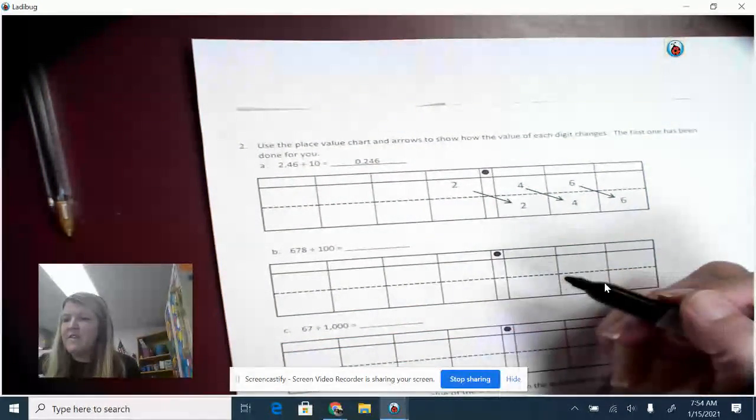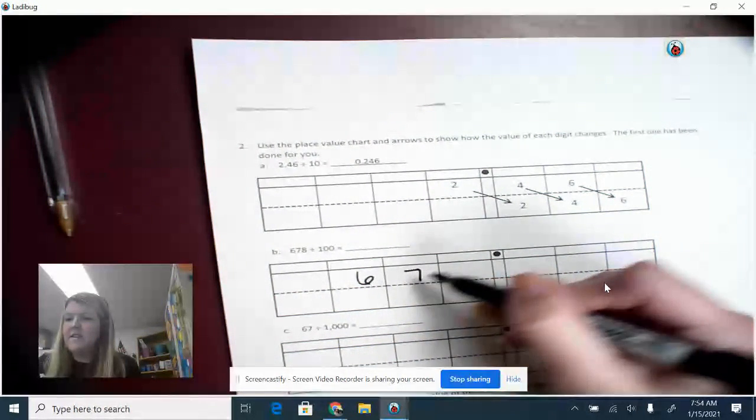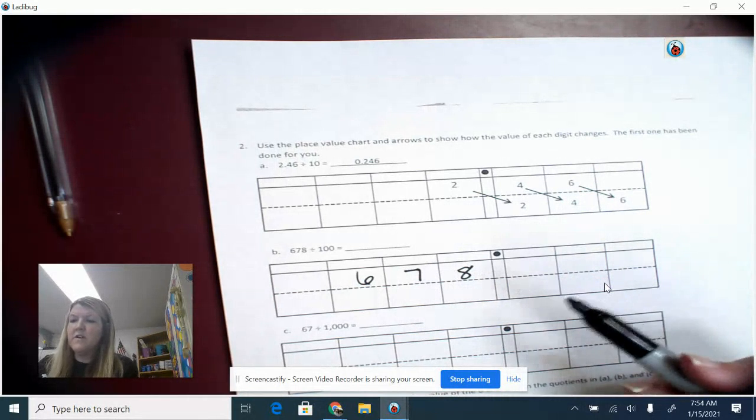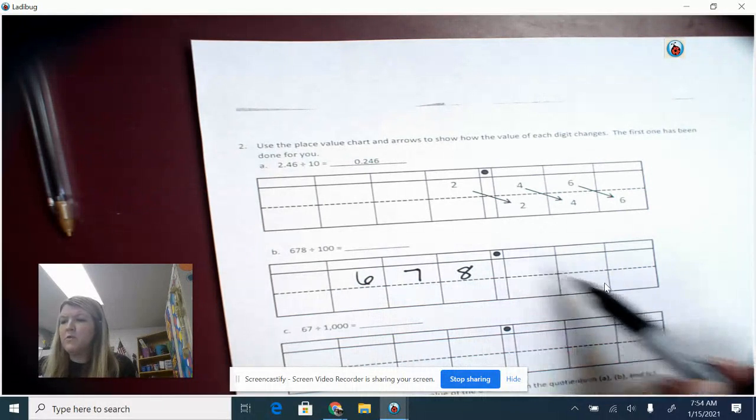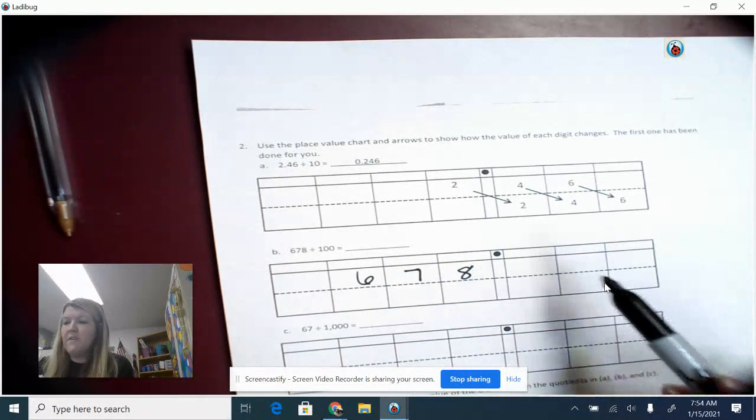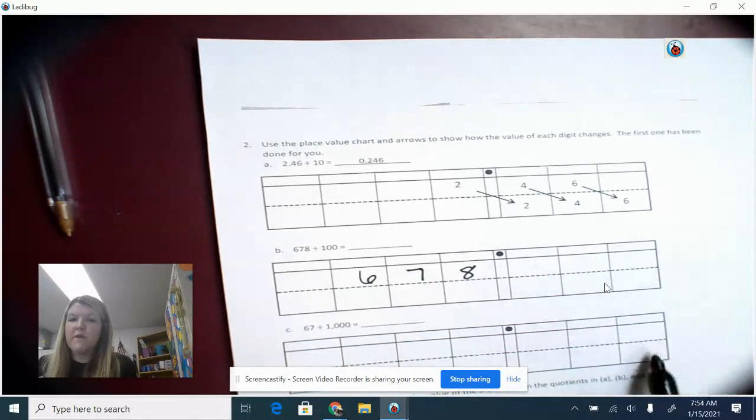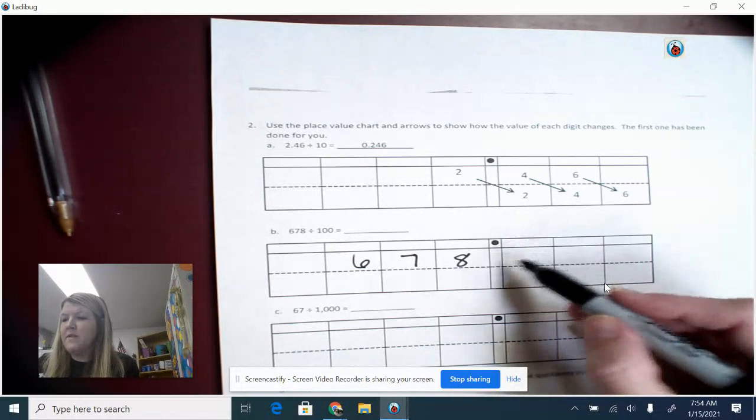So this one doesn't have a decimal to start out with. So I know it's 6 hundreds, 7 tens, and 8 ones. Now I am dividing by 100, so that means I have to shift it 2 places, and I'm moving to the left, or the right this time, I'm sorry, the right whenever we're dividing, because it gets smaller when we're dividing by powers of 10. So I'm moving 2 places to the right.